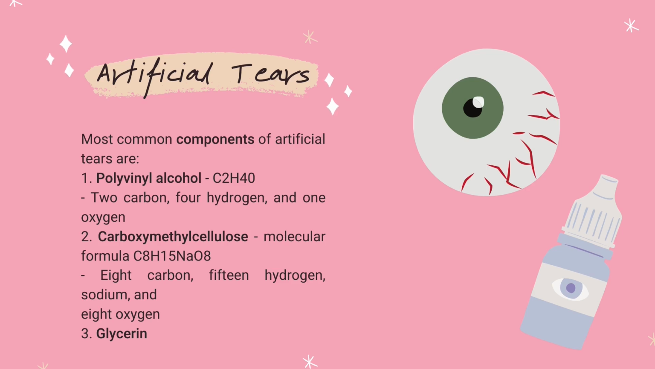Then number 2, carboxymethyl cellulose, composed of 8 carbons, 15 hydrogens, sodium, and 8 oxygen. This is a synthetic component created using cellulose and chloroacetic acid in an alkali catalyzed reaction, though most commonly found in ice packs and detergents. It is also used as a lubricant in artificial tears. And lastly, glycerin.